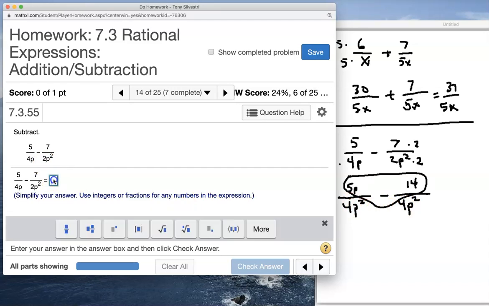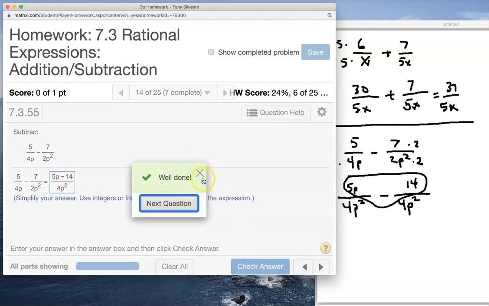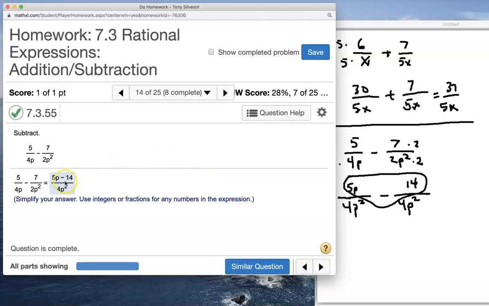So let's see what happens here. I'm going to put that in there. 5p minus 14 divided by 4p squared. Check your answer. Well done. Well done. That's it. Huh?